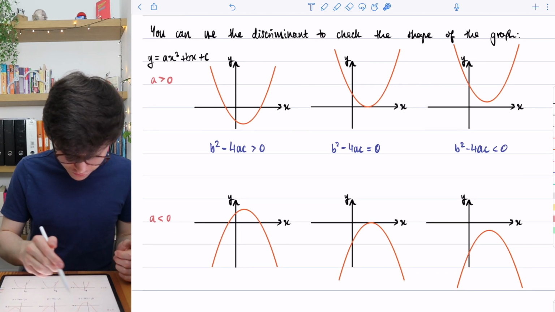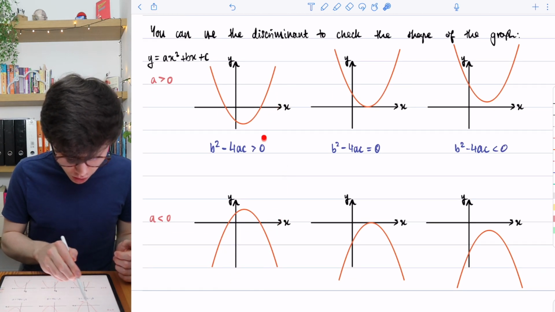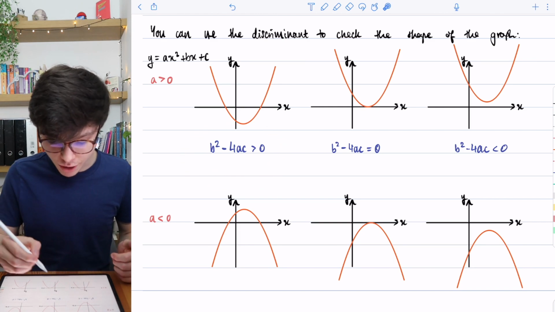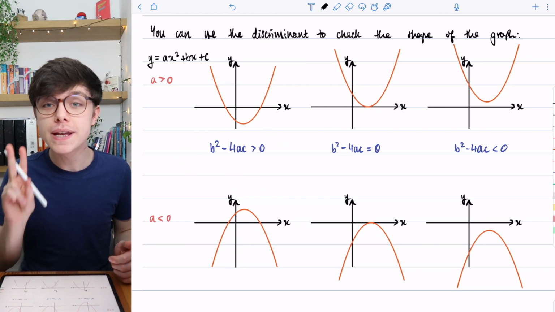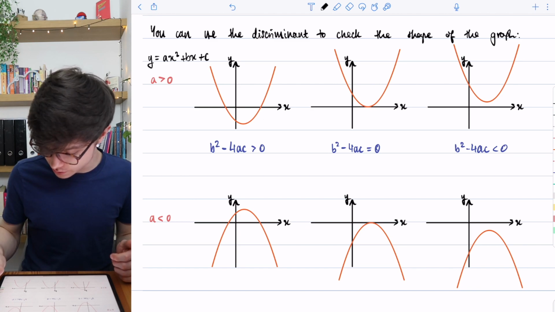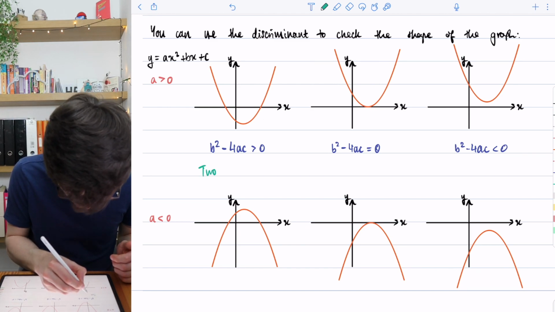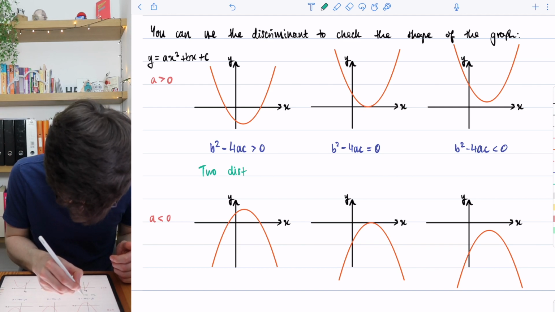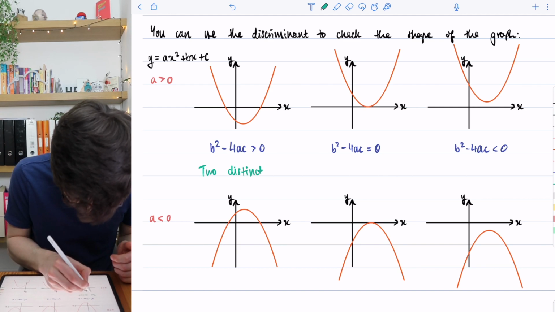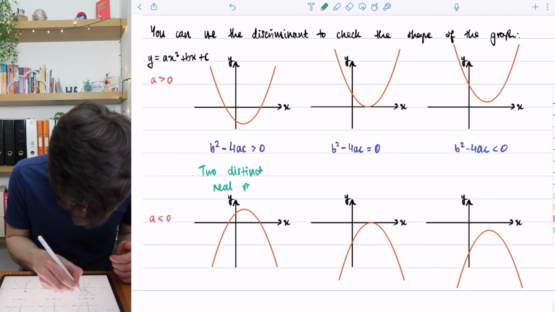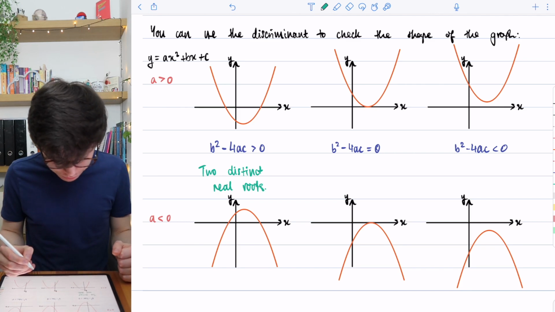So in these first two examples, we've got the discriminant being greater than 0. So we are going to have two distinct roots. Okay, and we'll write that in green. Two, and I should say distinct real roots. Two distinct real roots. Okay.